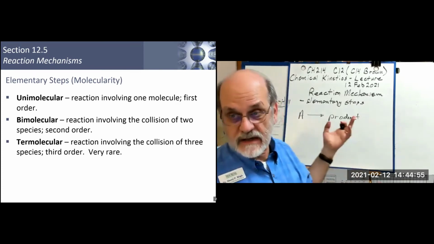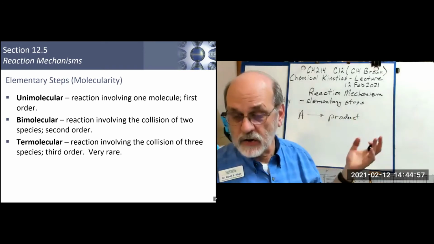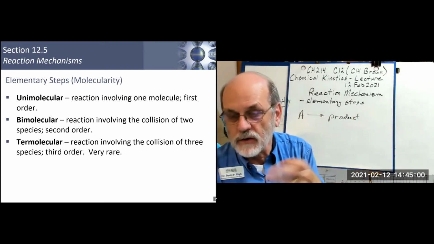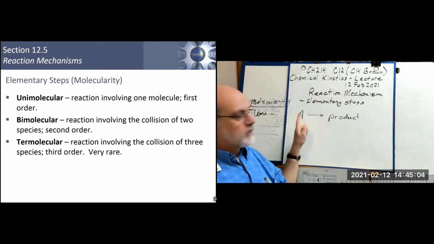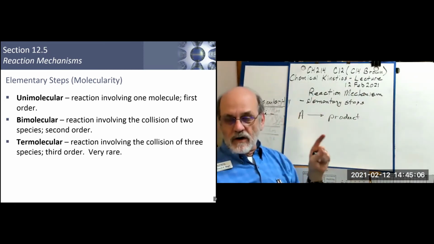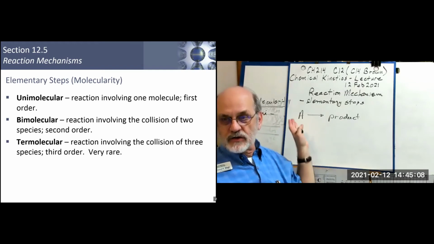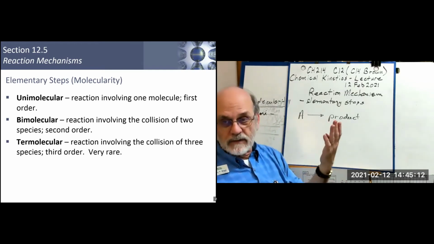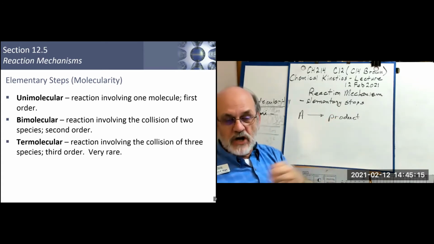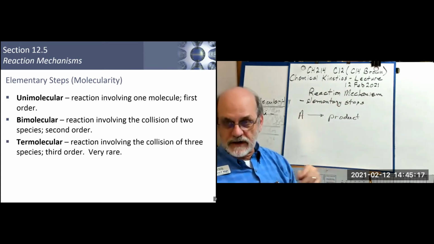Now, A could be a molecule. I mean, it could be CO2, it could be NO2, it could be N2O5, or whatever. There's just one molecule. These are more likely to occur. Probability says, since there's only one of them, it can change anytime it wants if the conditions are right.